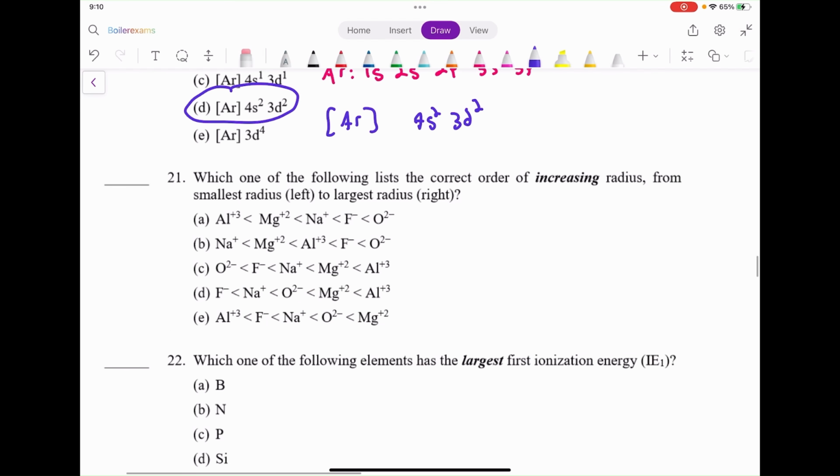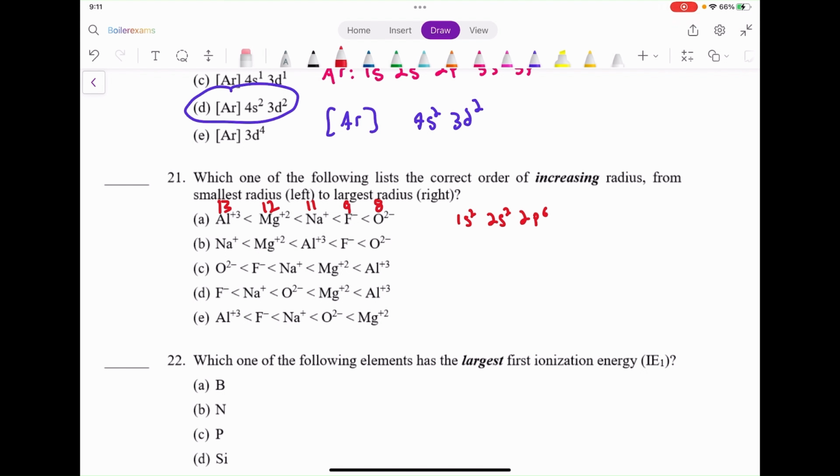Which one of the following lists the correct order of increasing radius from smallest radius left to largest radius right? So I'm going to write the number of protons each one of these has. Aluminum has 13, magnesium has 12, sodium is 11, fluorine has 9, oxygen has 8. And they all have the exact same electron configuration of 1s2, 2s2, 2p6. You can fact check that if you want.